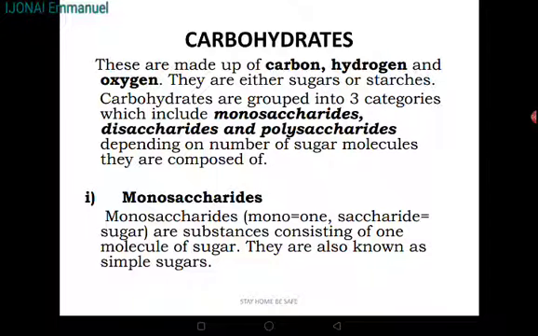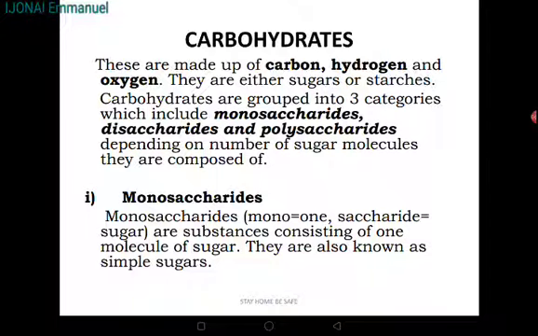So we are going to look at them one by one, and we are going to start with the monosaccharides. The word monosaccharide comes from two words: mono, which means one, and saccharide, which means sugar. So simply, it's a carbohydrate that involves one sugar molecule. And they are very simple sugars, made up of only one sugar molecule.